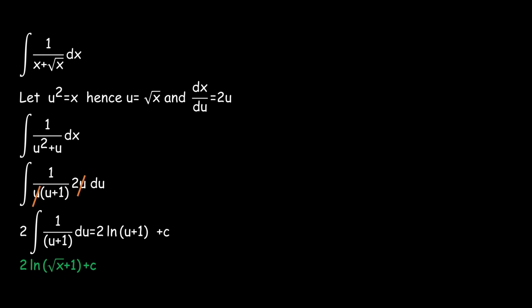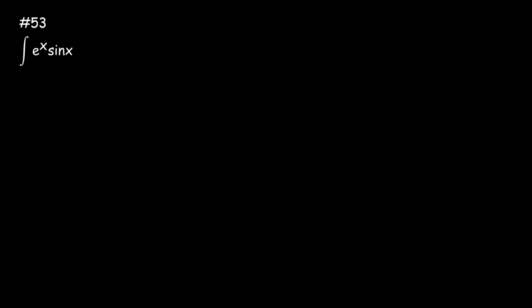Next question. We have the integral of e to the power x sine x. Now this question is very interesting as we are going to get a loop. We're going to get stuck in a loop, but then I'll show you how to work through that. So let's begin by taking u as sine x and dv as e to the power x. In this case, you can take either of them as u or dv because either of them are easy to integrate or even differentiate, right?